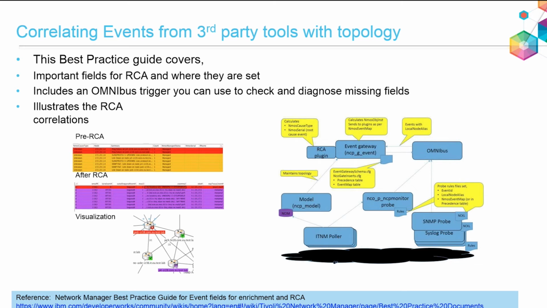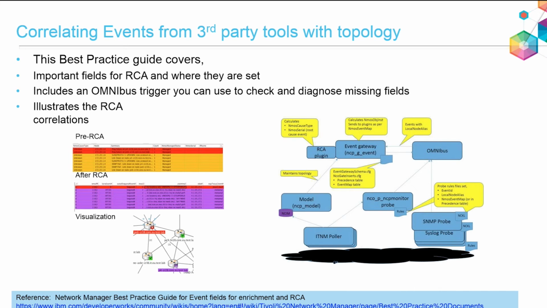Anyway, more information there in the best practice guide. That document also explains the RCA, all the different rules that make up the RCA, the categories. It shows from an event perspective what the events look like before RCA kicks in, so all the events you might expect to come in, and then after RCA, what it's done to those events.